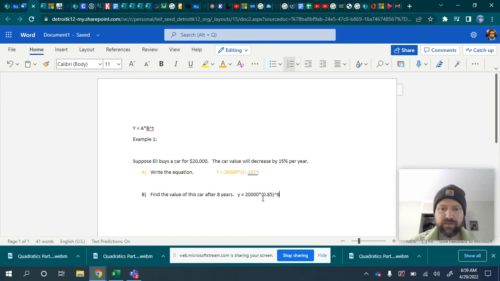Right now, all we have to do is solve this. So you want to grab your calculator. And first you do the exponent, and then you do the multiplication. So what is 0.85 to the 8th power?